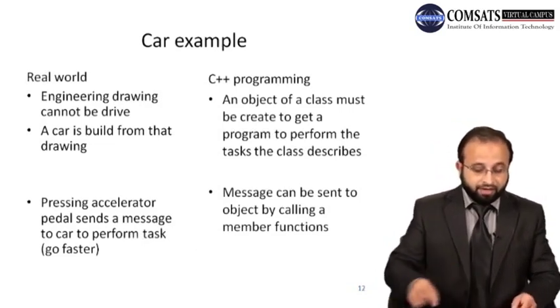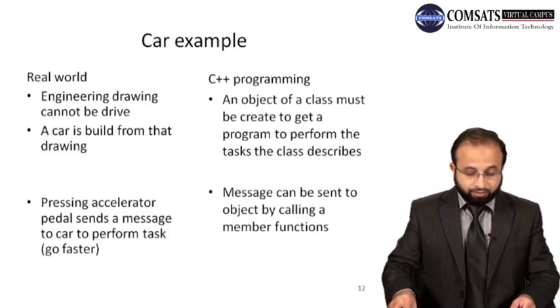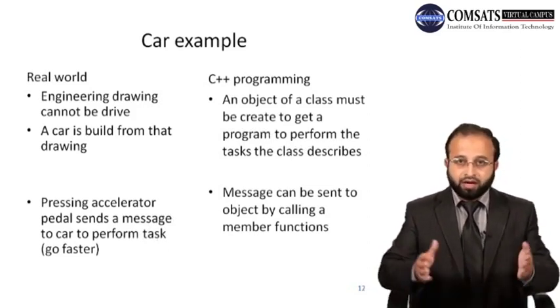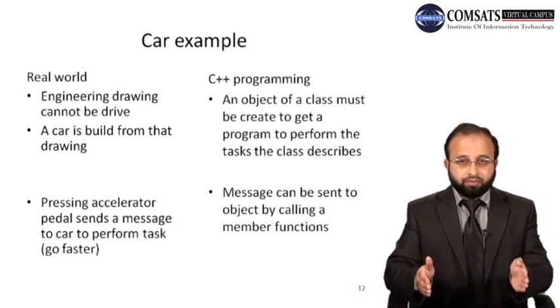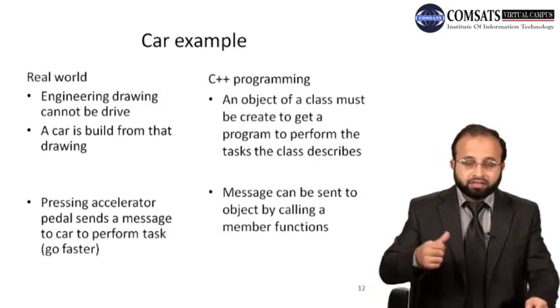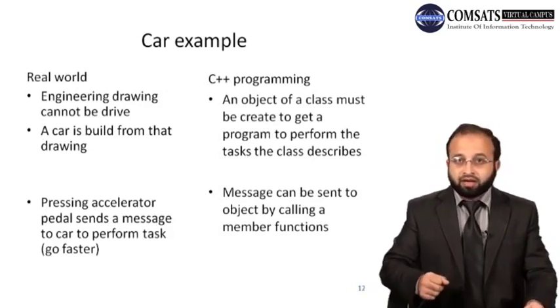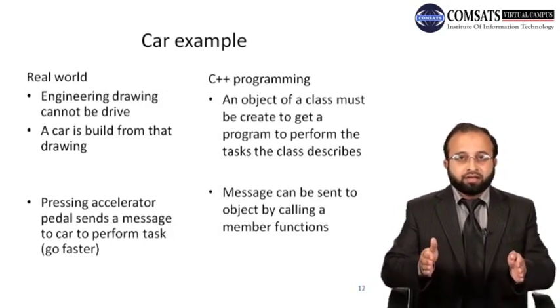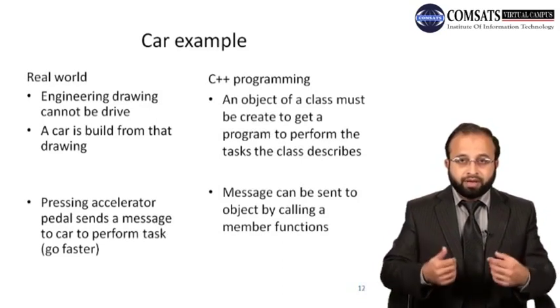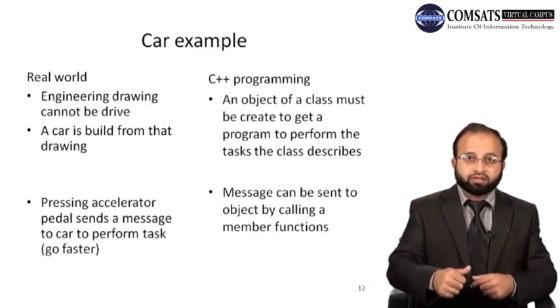So what is happening here in the real world? Pressing the accelerator pedal sends a message to a car to perform a task. आप किस कार का accelerator pedal press करेंगे? किसी गाड़ी का करेंगे ना? There must be some car that exists, and you press the pedal of that car and that car goes faster. So if I say a car is an object, my car is an object, and if I press the pedal of my car, it goes faster.